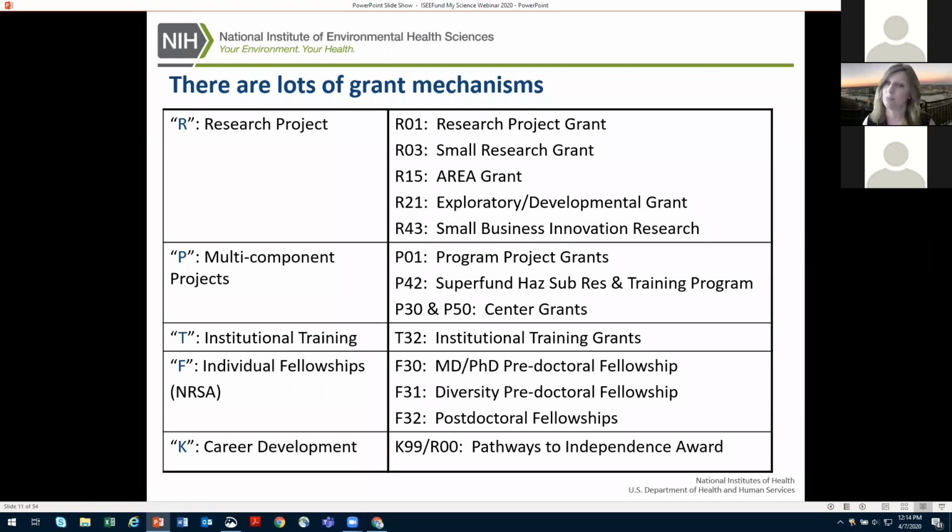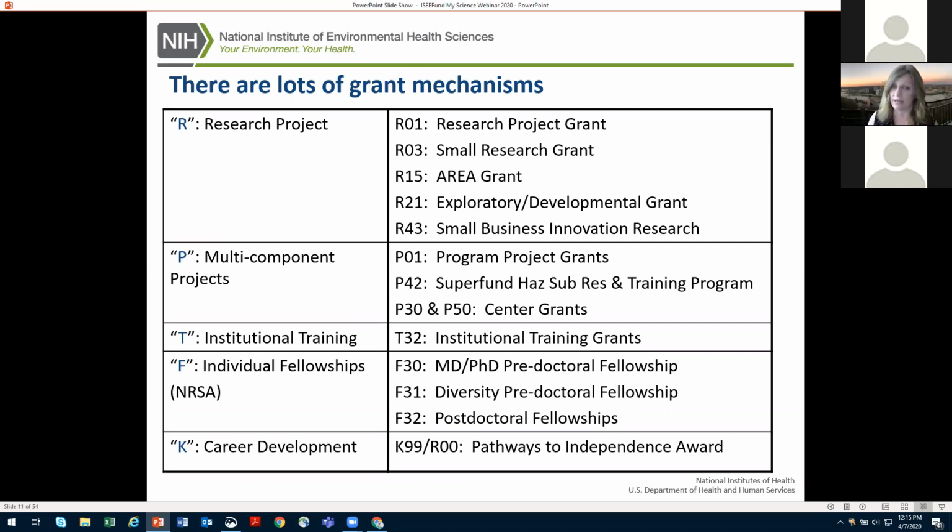R21 is exploratory developmental grants. That's when you don't have the preliminary data, but you have a good idea and you have to get baseline measures on feasibility, exposure assessment, and find out what the range of exposures are in your population. The Ps are for large programs like our children's centers, Superfund, they're multi-project. Those all come in solicited.